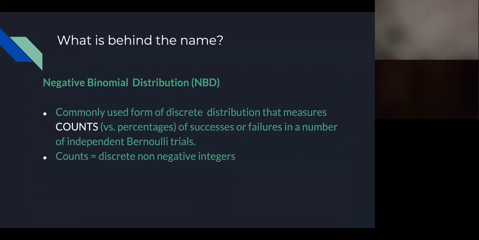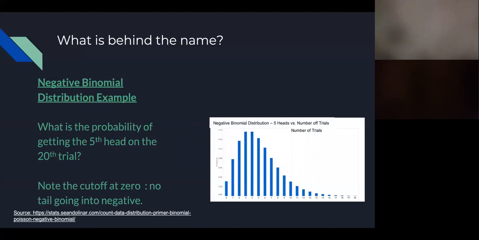A negative binomial distribution, also known as an NBD, is a commonly used form of discrete distribution that measures counts, versus percentages for the binomial distribution, of successes or failures in a number of independent Bernoulli trials. To note, counts are defined as discrete, non-negative integers. An example of a negative binomial distribution would be determining the probability of getting the 5th head on the 20th trial. Note the number of trials is given and the cutoff on the graph is 0. There is no tail going into negative.